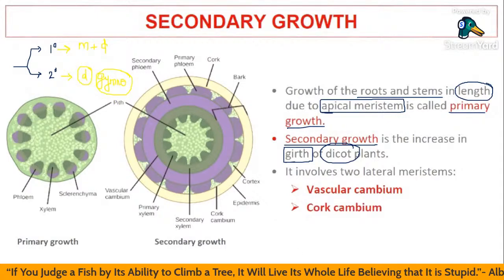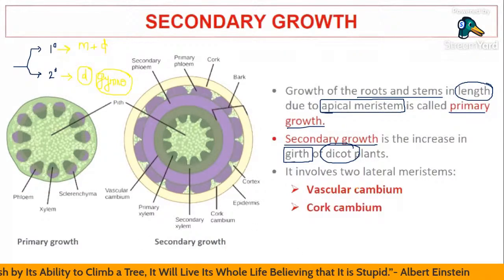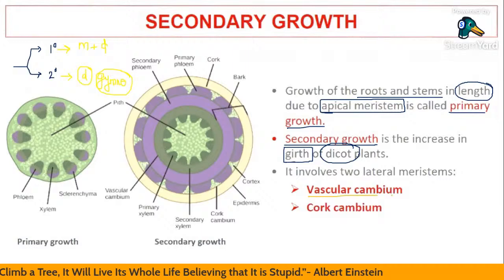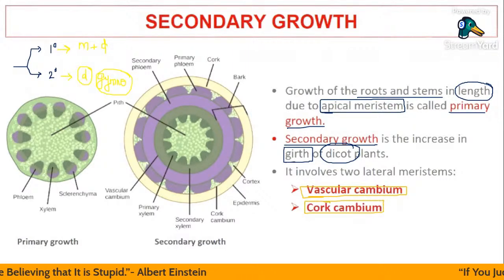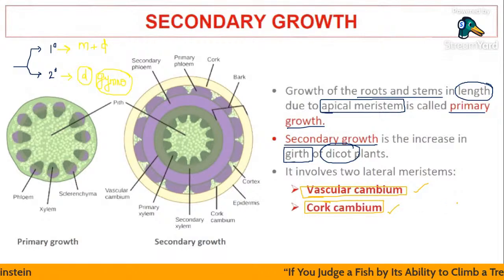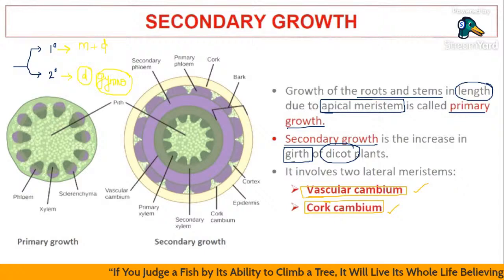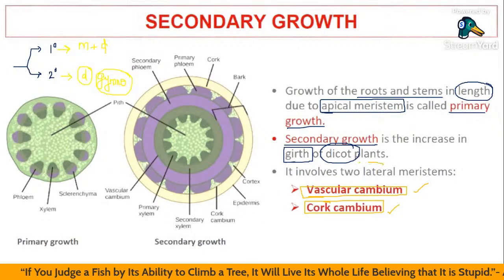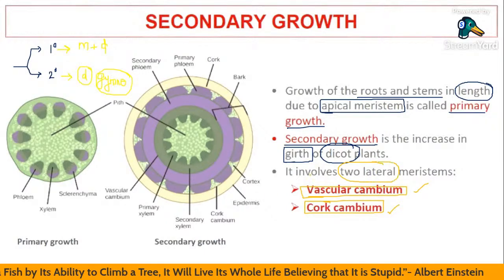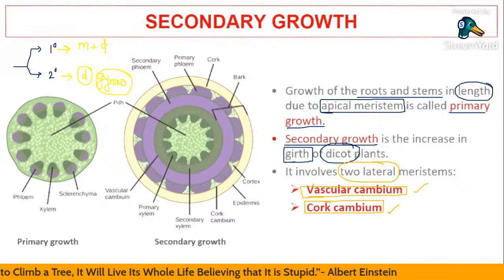There are two lateral meristems. Number one is the vascular cambium. The second one is the cork cambium. So which are the two? Vascular cambium, and the second one is the cork cambium. I hope you get the points. What is primary growth? What is secondary growth? And what are the two different lateral meristems that help in secondary growth? Vascular cambium and cork cambium.